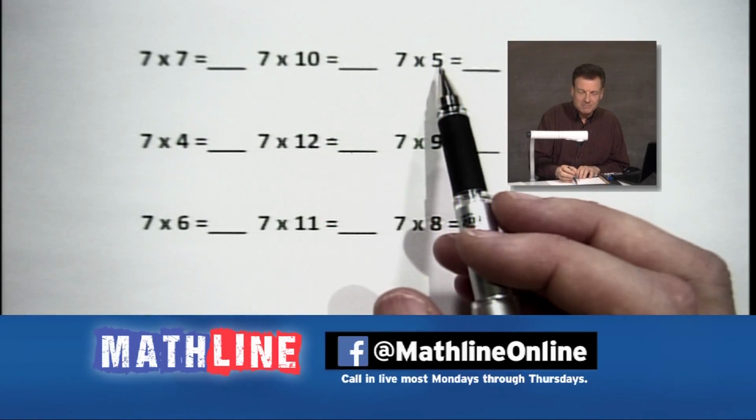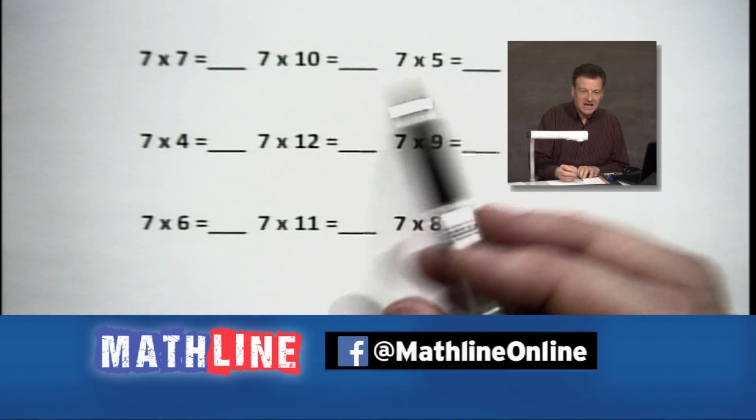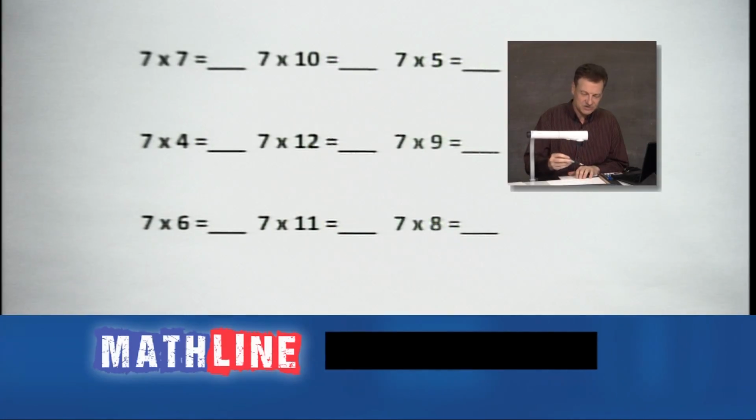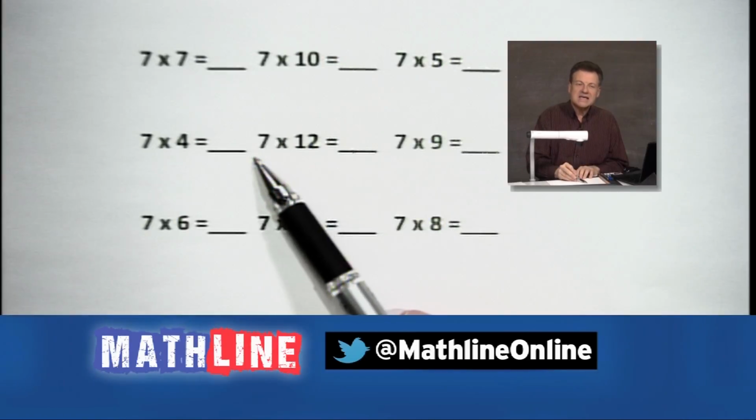7 times 5. Yep, you've already seen 5 times 7. How about it? 7 times 4 as well as 4 times 7. So those should be coming easier. Ooh, here we go. Got to think a little. 7 times 12.